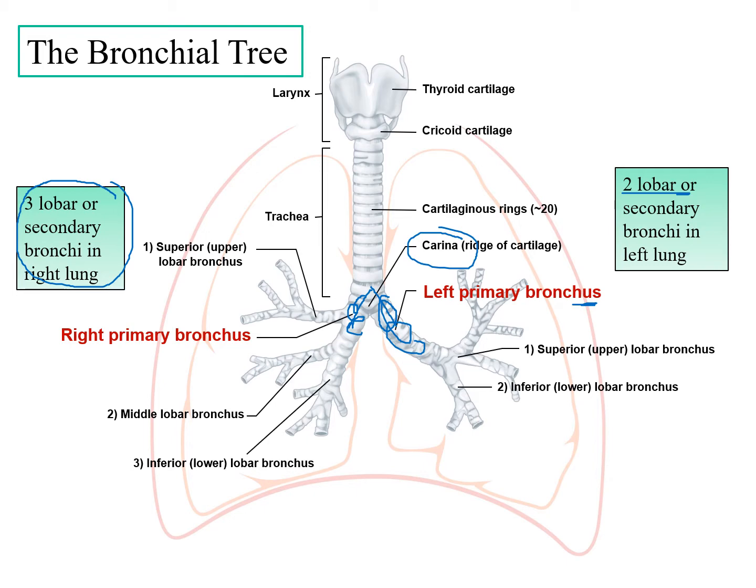From the tertiary or segmental bronchi, we have what are referred to as terminal bronchi. And from the terminal, we branch into what are referred to as the bronchioles. And you'll see a diagram of that coming up on the next slide or so. But again, just note the 3 lobar or secondary bronchi on the right side and the 2 lobar or secondary bronchi there on the left.